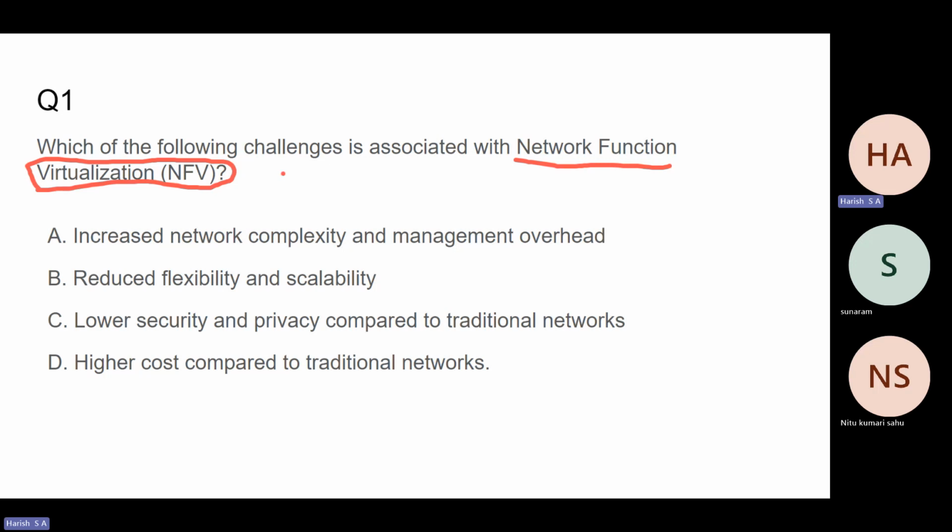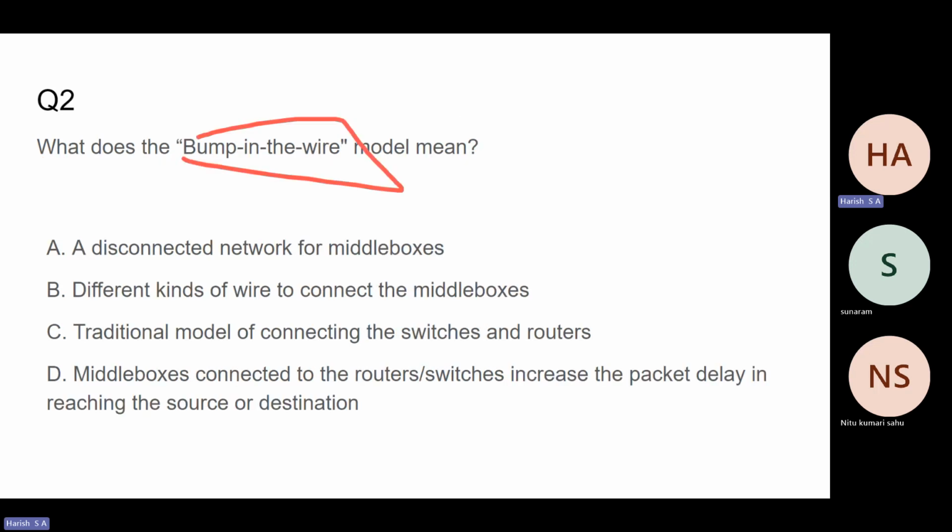Network function virtualization. So which of the following challenges is associated with NFV? We'll see the answer later. Is it A, B, C, or D? The next is, what is a bump in the wire? This is not a technical term, but it's an interesting one. It is actually more of a colloquial term. It is a disconnected network for middle boxes. We'll also look at what these middle boxes are.